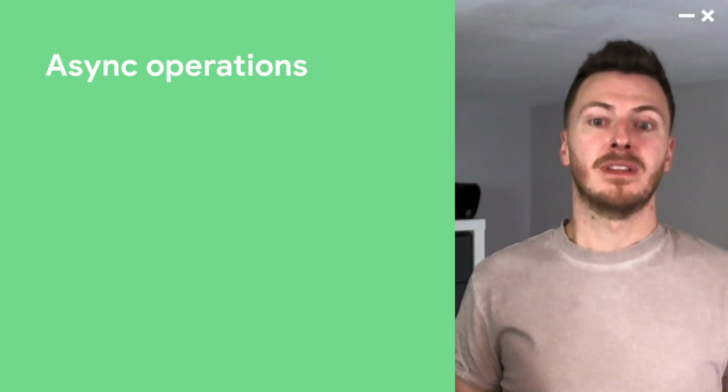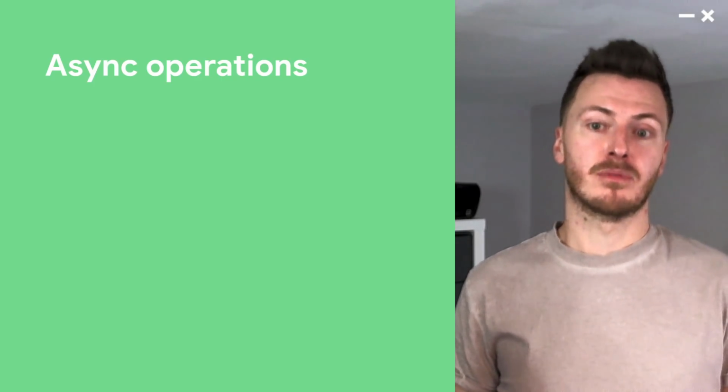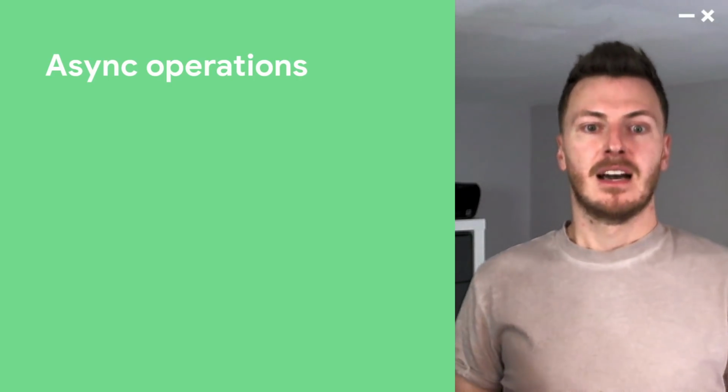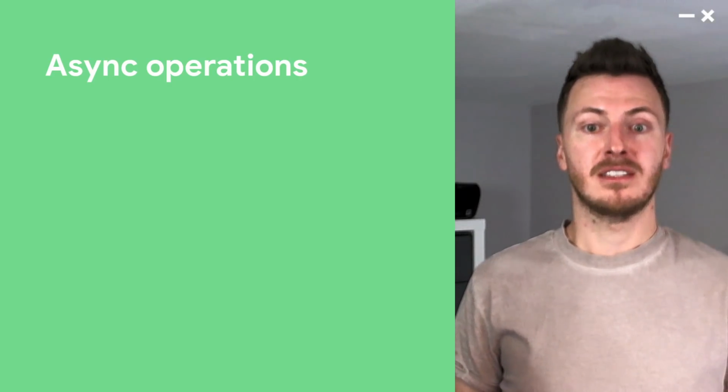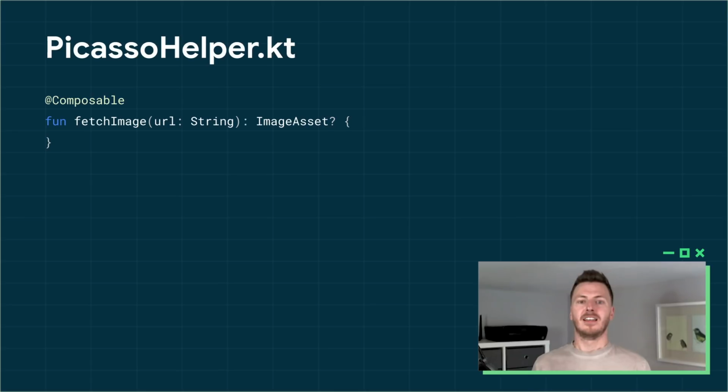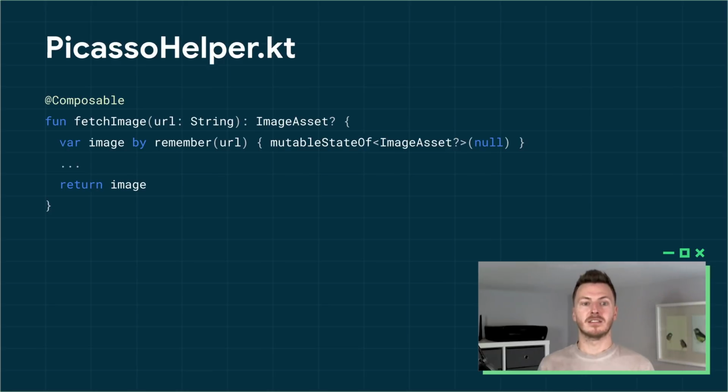Now that's great, but there are other use cases where you might need to run asynchronous operations within your Compose UI. Let's look at a general pattern for async operations that you can adapt for your use cases. Let's imagine that instead of using the Coil extension library, we want to use another image loading library, like say Picasso. We'll start by creating a composable that takes the image URL as a parameter and then returns the result we want. In this case, an image asset, which is Compose's equivalent of a bitmap. In there, we need a place to hold the result, which we do by creating a remembered mutable state. And this is also our return value. So that's the start and the end of our composable function.